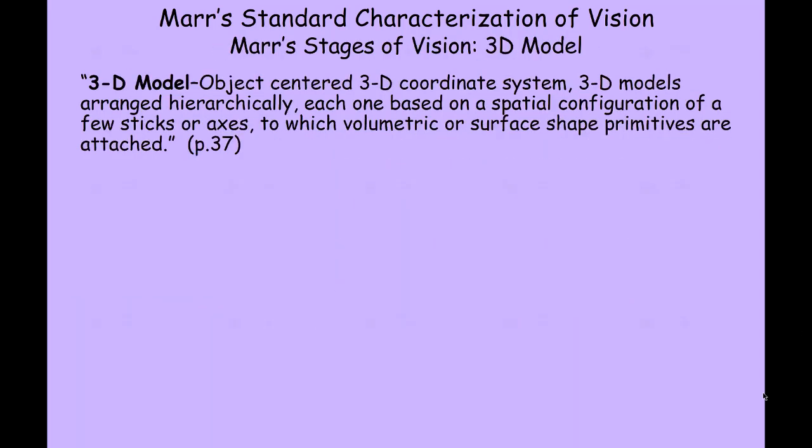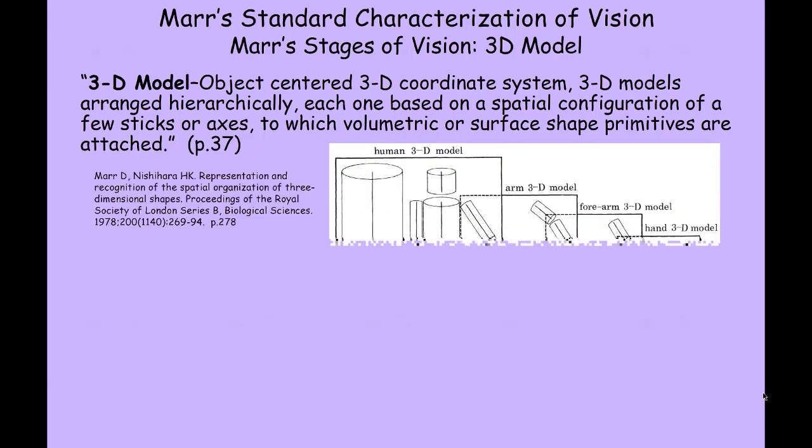And finally, we get to the 3D model. The 3D model is an object-centered 3D coordinate system. 3D models are arranged hierarchically, each one based on the spatial configuration of a few sticks or axes to which volumetric or surface shape primitives are attached. And what does that mean? Well, essentially, it's objects. All right?